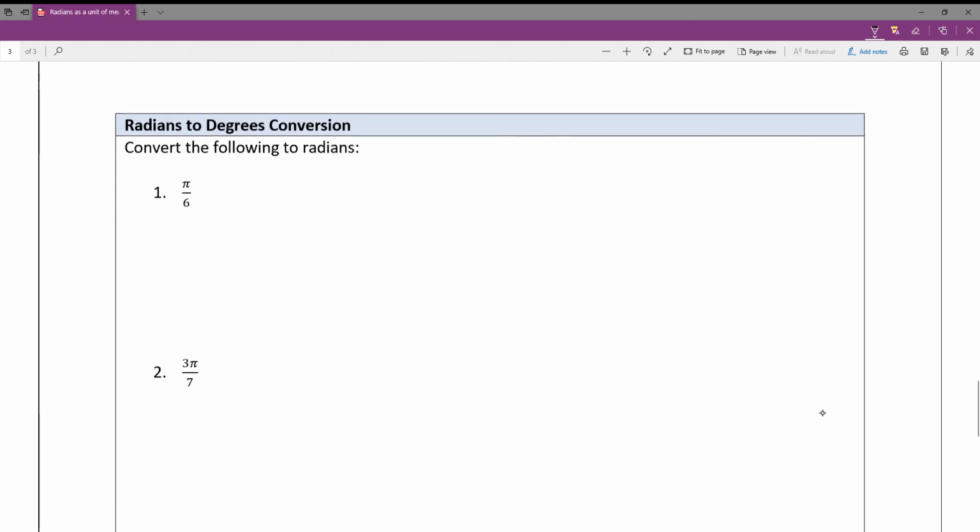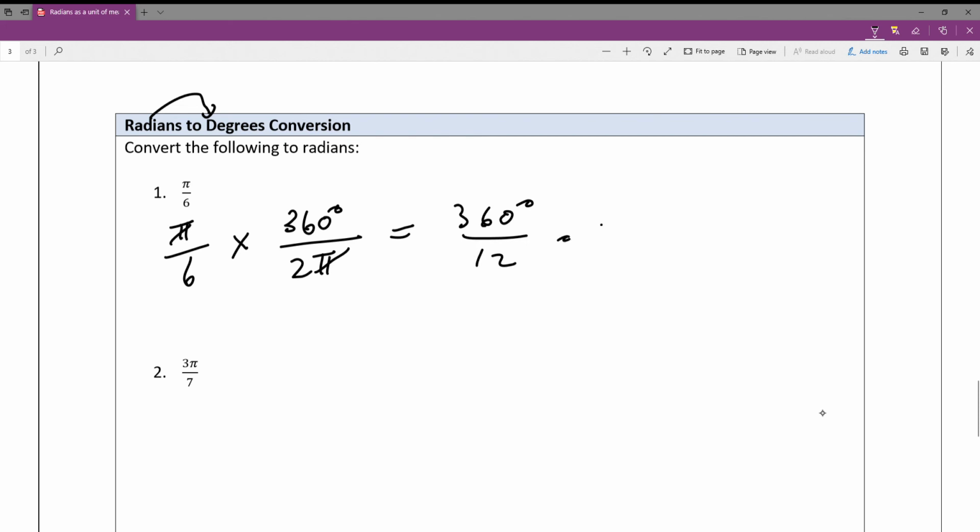Okay, so radians to degrees, you pretty much follow the same procedure. Pi over 6 times its conversion, which is 360 degrees over 2 pi. This time we want the degrees in the numerator because that's what we want to convert to. So the pi's cancel, and you're left with 360 degrees over 12, which is equal to 30 degrees.